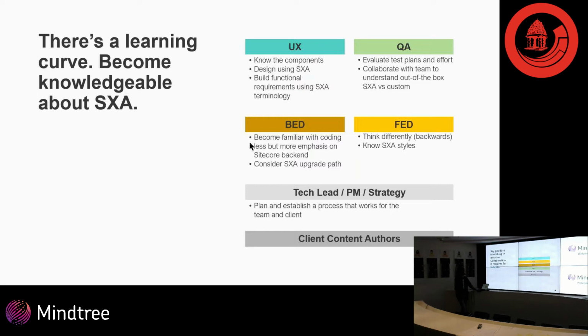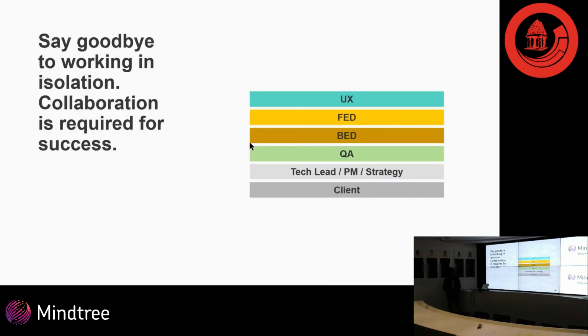The one thing we also learned while working on SXA is that we should be collaborating more. If we don't collaborate and we work in isolation like in traditional Sitecore development, then the chances of failure or rework would be much higher. So it's time to say goodbye to working in isolation, and we need to collaborate. Every department, starting from UX till the client, needs to collaborate.